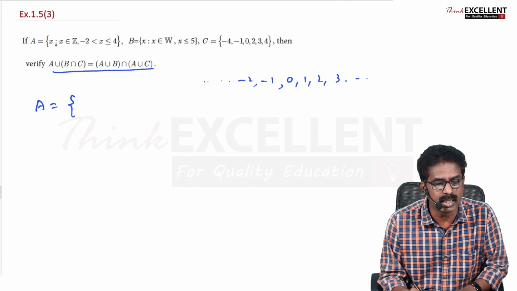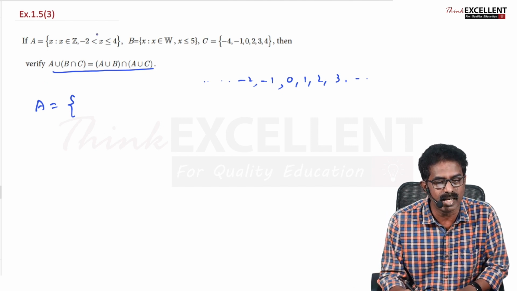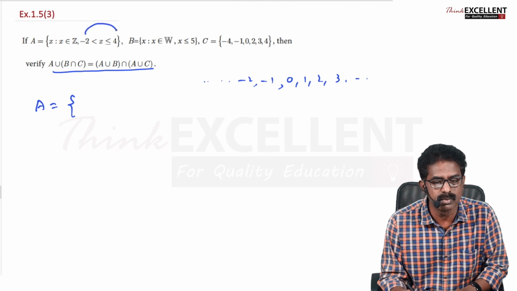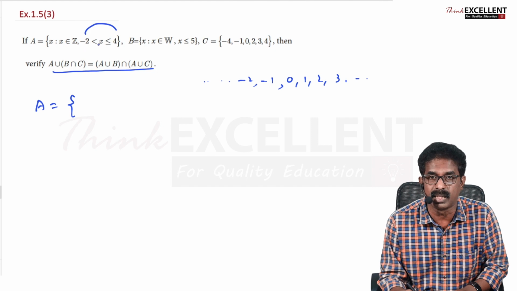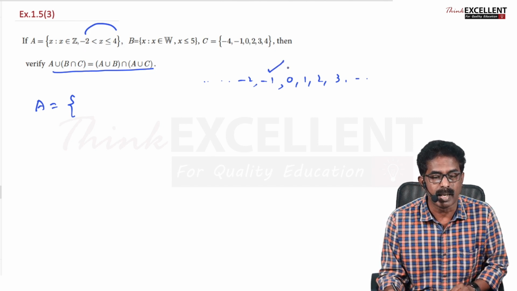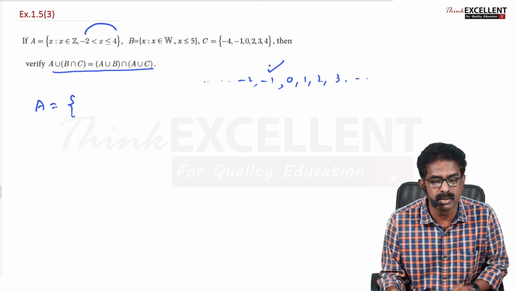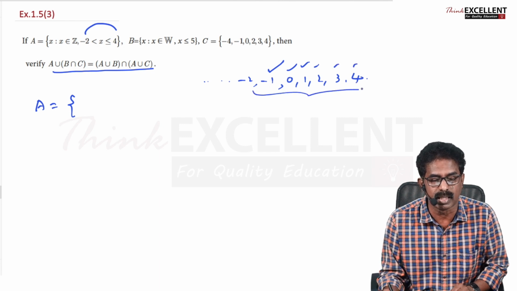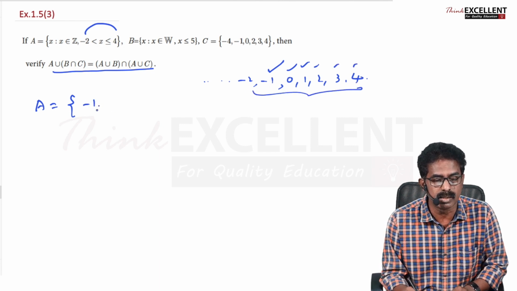Okay, A equals the set of all integers, from -2 to 4. But -2 is not included because it is less than only. If it were less than or equal to -2 you would have to take it. So don't take -2; from -1 onwards: -1, 0, 1, 2, and 4 is included, so take up to 4. So A equals -1, 0, 1, 2, 3, 4.